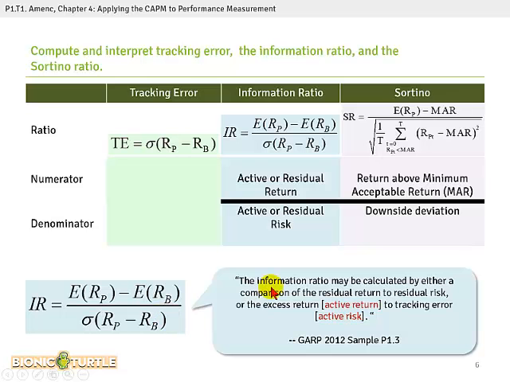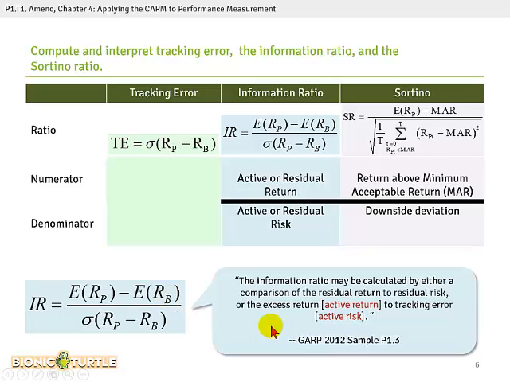So that means, notice, the information ratio may be calculated by either comparison of the residual return to residual risk or the active return to active risk. See how we can define it two different ways? But the key is we want to be consistent. In most cases, we want active return per unit of active risk. That's really suggested by this. Or if we want to be a little more specific, we can use residual return divided by residual risk. And I'm not really showing that here.